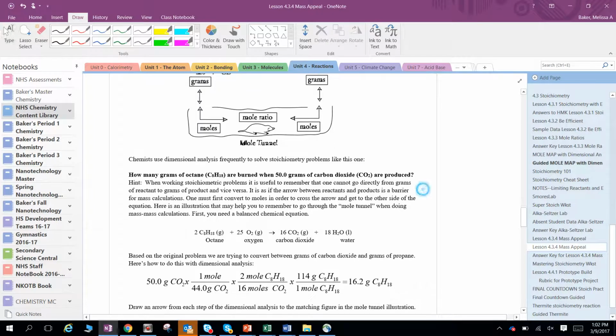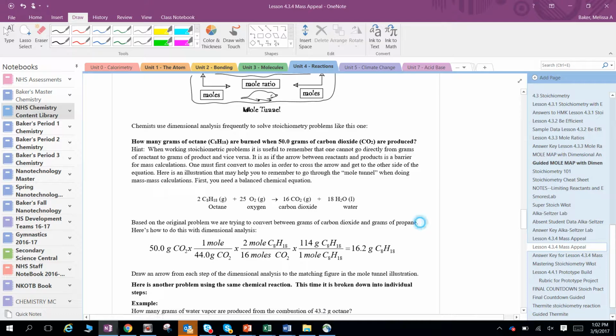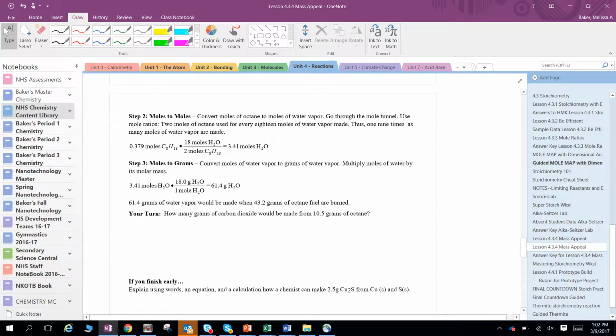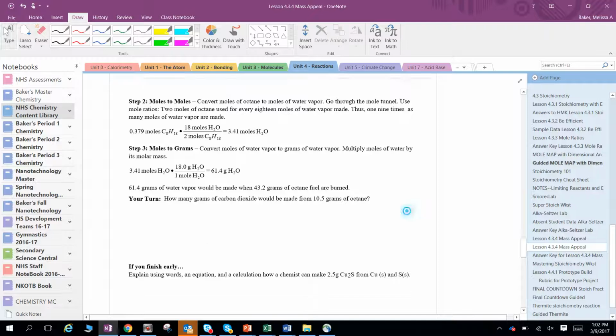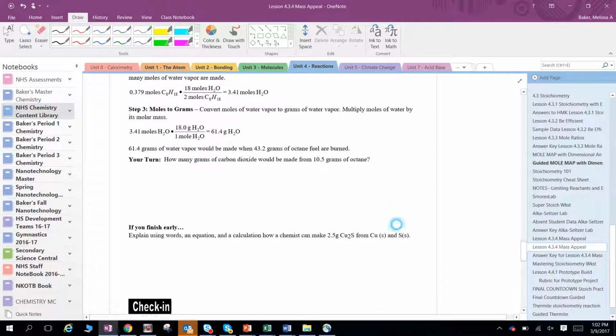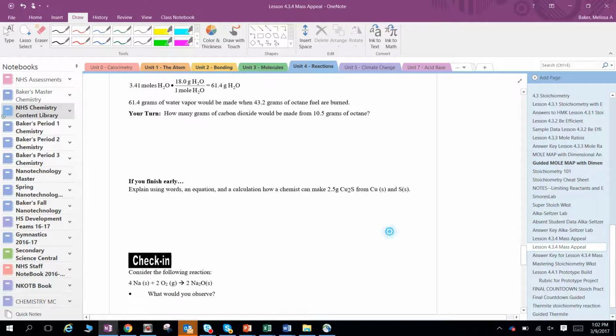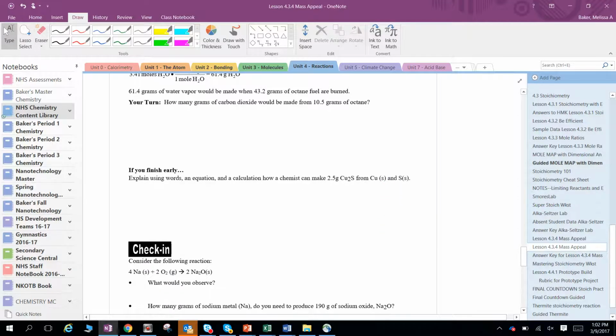And then it goes through another version of the mole map, like the one that we did in class, and it goes through each step. I recommend pausing the video and reading through those to really make sense of that. It'll just take a couple minutes, so go ahead and do that now. And then let's do the your turn question.